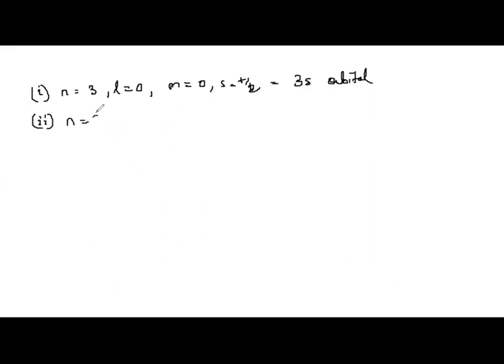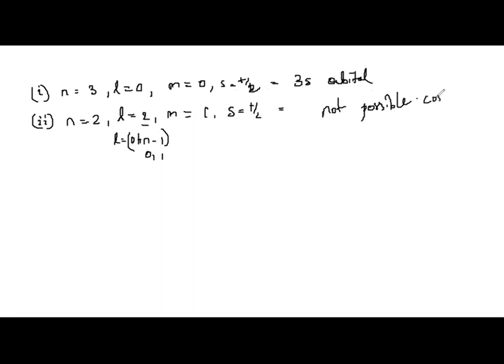Okay. Second option. n is equal to 2, L is equal to 2, M is equal to 1, and S is equal to plus half. If n is equal to 2, L values vary from 0 to n minus 1. That means it should have 0 and 1 value. 2 is not possible, because values of L vary from 0 to n minus 1. Okay, so this is not possible.